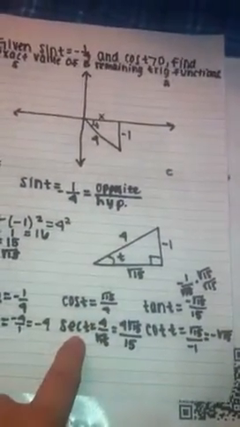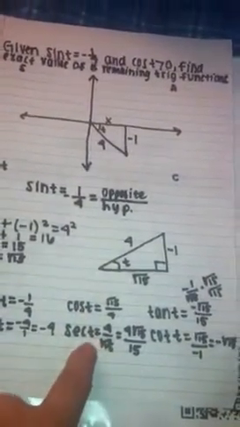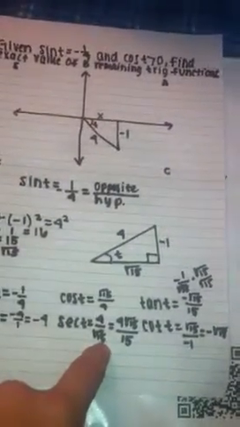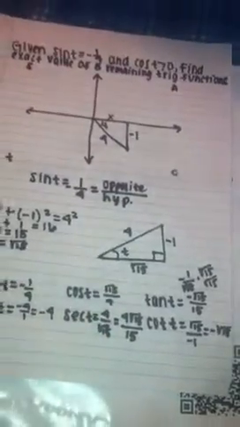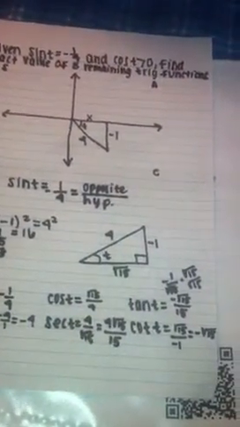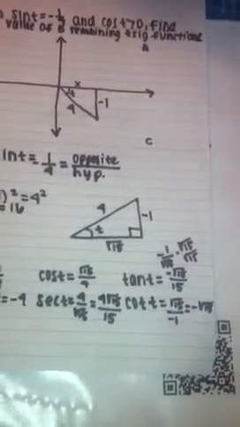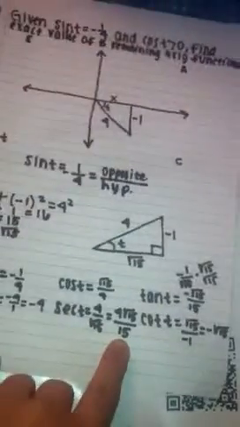The secant of t would be the reciprocal of the cosine, which would be 4 over the square root of 15. But that's not in its simplest form, because there's a square root on the bottom, and that can't happen. So you have to multiply the top and the bottom by the square root of 15 to cancel out the square root. So it's going to be 4 square root 15 over 15.